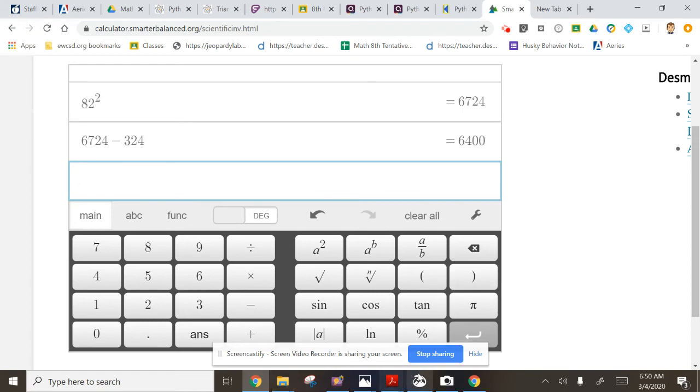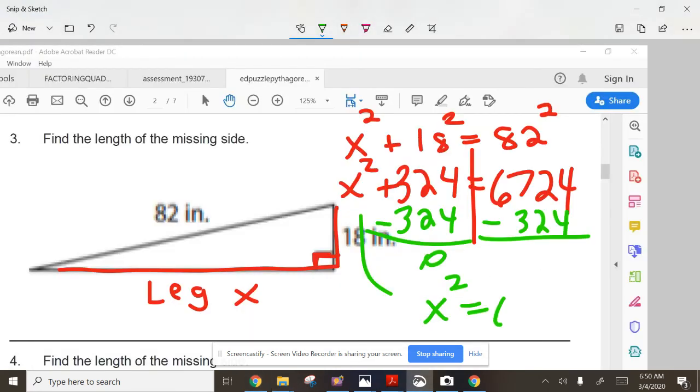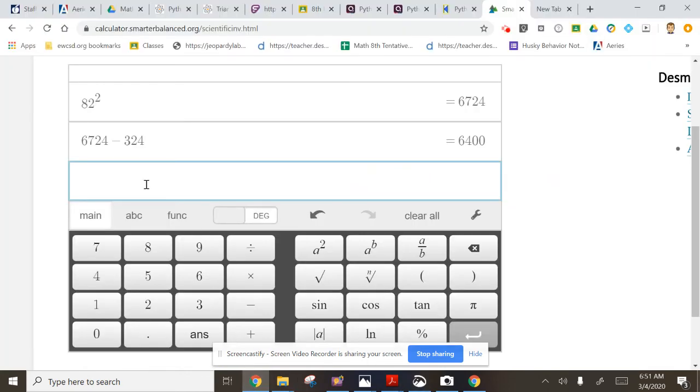You should know what to do now. What was your last step? You're going to get rid of this exponent. You got to kill that exponent. I hate to say that, but you got to. How do you do it? You square root it. So we're going to square root 6,400, and we get 80. Just like the square root of 64 would be 8, two more zeros becomes 80. All right, good job.